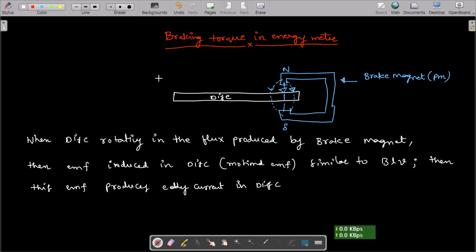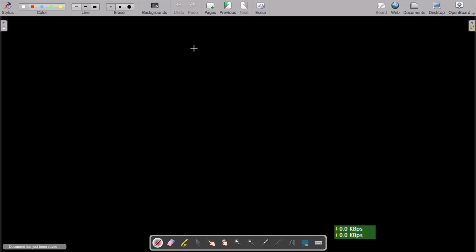This is basically how braking torque is developed in that disc. That means there is an opposition to the motion of the disc because of Lenz's law. Opposition means it is acting opposite to the direction of the deflecting torque, so opposite to the motion of the disc. Suppose the disc is rotating in the clockwise direction, then the opposition will be in the anticlockwise direction. This is the opposition to the disc rotation. That is what it is saying.